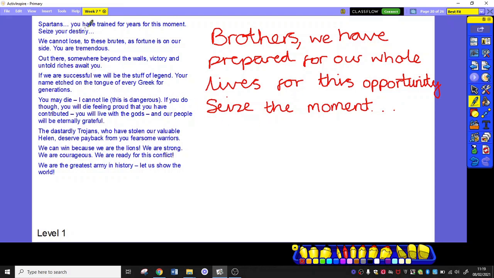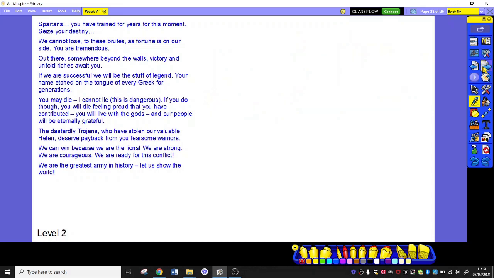I've used exactly the same sentence structure, but I've just changed some of the words. We are now going to look at a level two mimic for the next section. So we cannot lose to these brutes, as fortune is on our side. You are tremendous. So this one is us changing the words and changing the sentence order. So I'm first going to think about, what words could I change? Well, I could change lose. I could change brutes. I could change fortune. I could change tremendous. So I'm going to bear that in mind when I'm thinking this through.